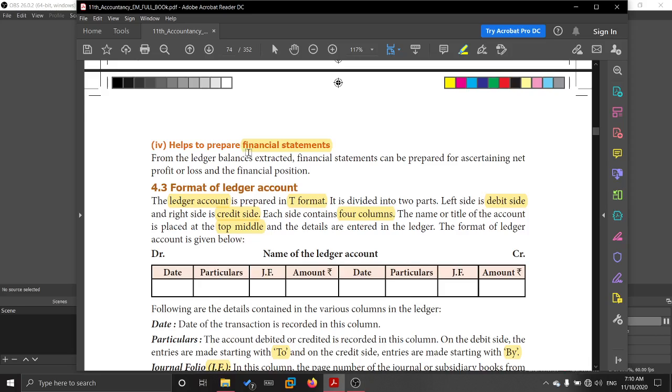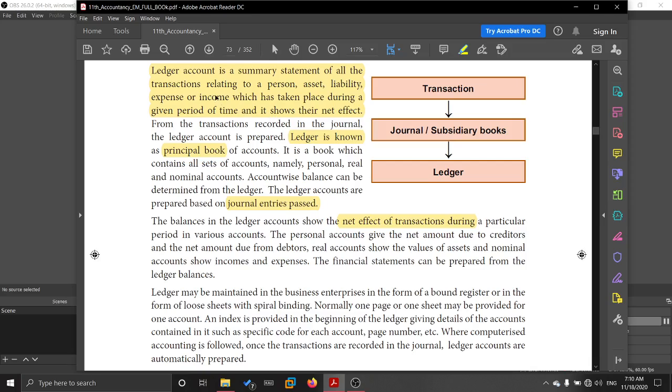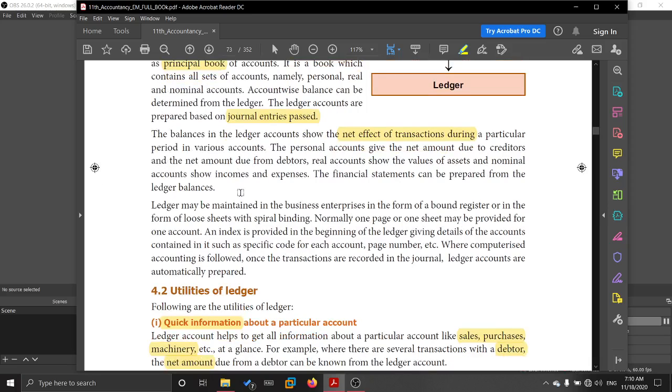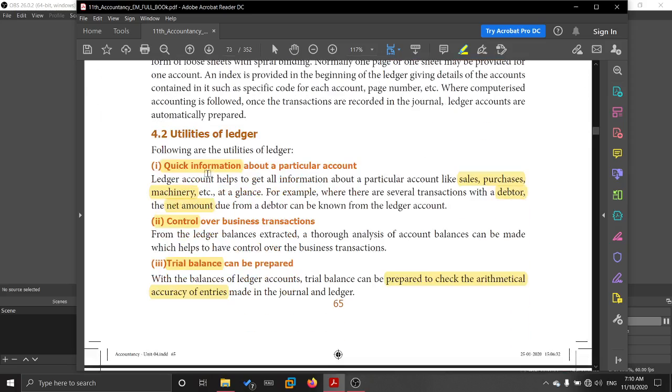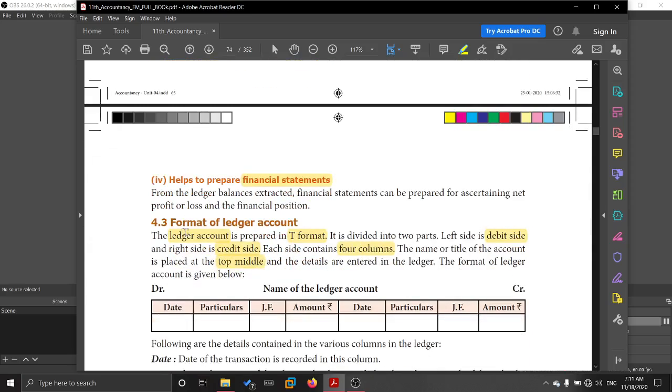Okay, children. So what we saw today is, what do you mean by ledger? What is the meaning of ledger? So it is also known as principal book, when it contains different types of accounts. It can be a personal account or a real account or a nominal account. Okay, and then these ledger accounts are prepared based on journal entries which are passed only, and then they show the net effect of the transaction during a particular period. So finally, we see the utilities of ledger. Ledger is giving us quick information and control over the asset, helps in the preparation of trial balance and to determine the financial position.